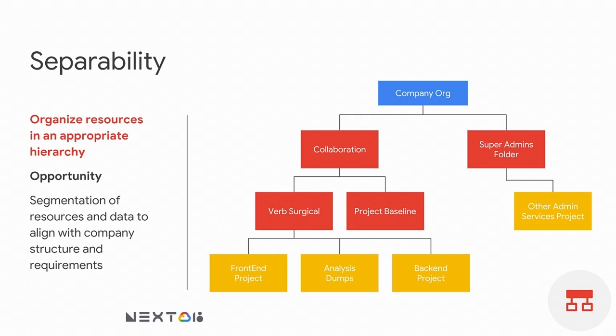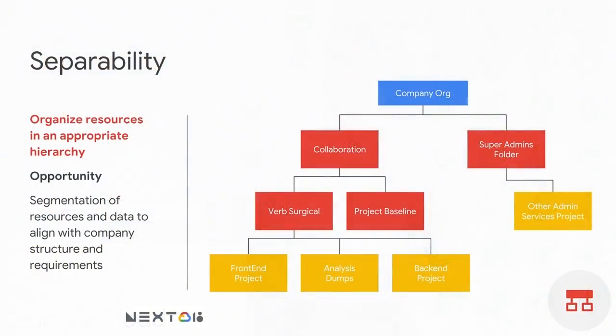So let's start with separability. We need to ensure that our surgical analytics data is entirely separate from our baseline biological sample data. We do this by organizing our GCP hierarchy into folders, and then subfolders below that and projects below that. That allows, as you can see on screen, for us to literally separate out the data and the subsequent access, ensuring that we adhere to the separability principle.